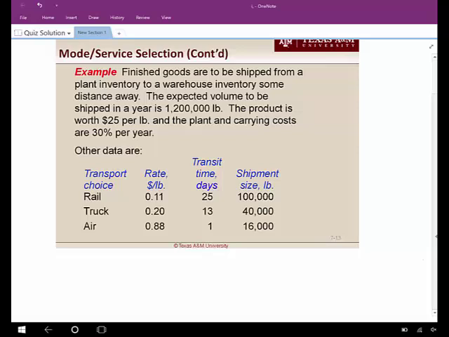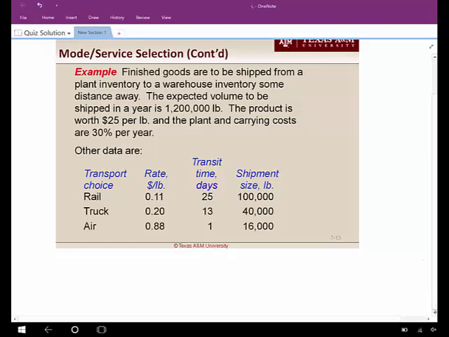In this video, I'm going to solve this transportation mode selection problem. We have three choices: rail, truck, and air, with their specific rates, transit times, and shipment quantities. The total quantity to be shipped is 1.2 million pounds. Each pound is worth $25, and the inventory holding rate is 30% per year.